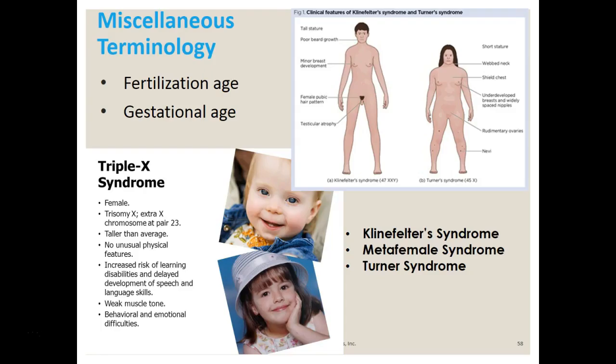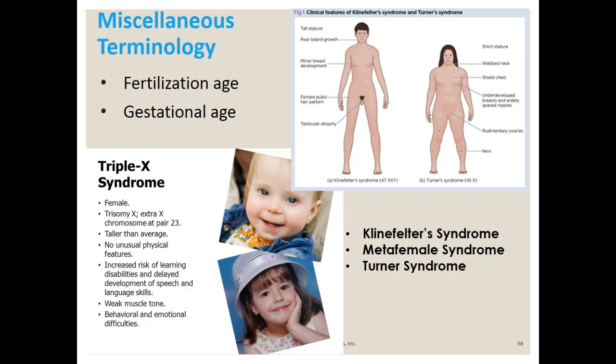And then finally, some miscellaneous terminology associated with the reproductive system. Fertilization age is 2 weeks less than gestational age, because a secondary oocyte is not fertilized until about 2 weeks after the last menstrual period. Gestational age is the age of an embryo or fetus as calculated from the last day of the menstrual period. And of course we know that ovulation happened about 2 weeks after the last menstrual period. So that's the difference in those two terms.